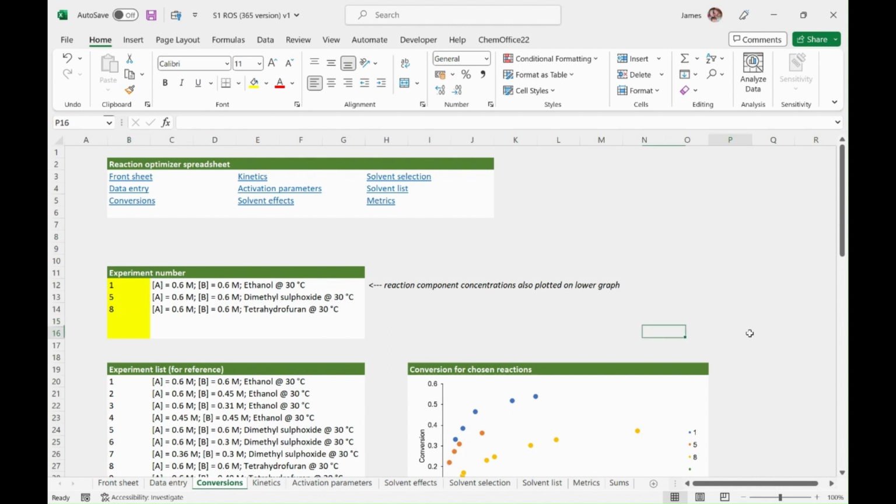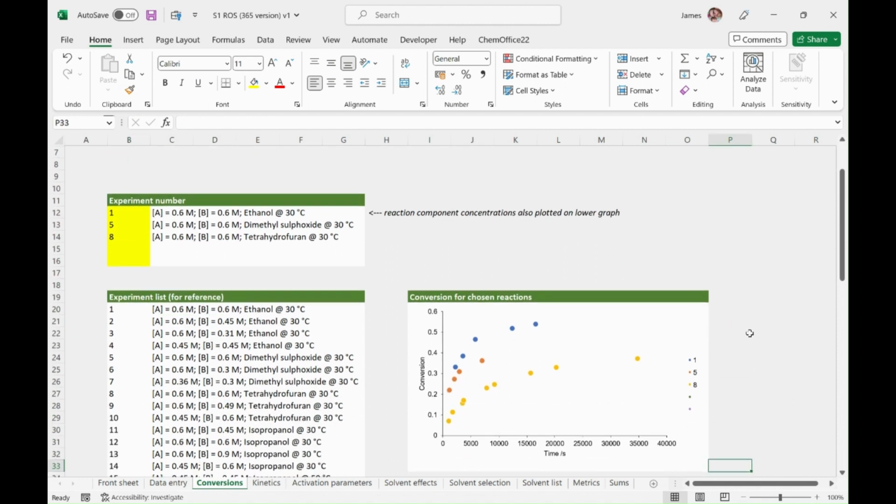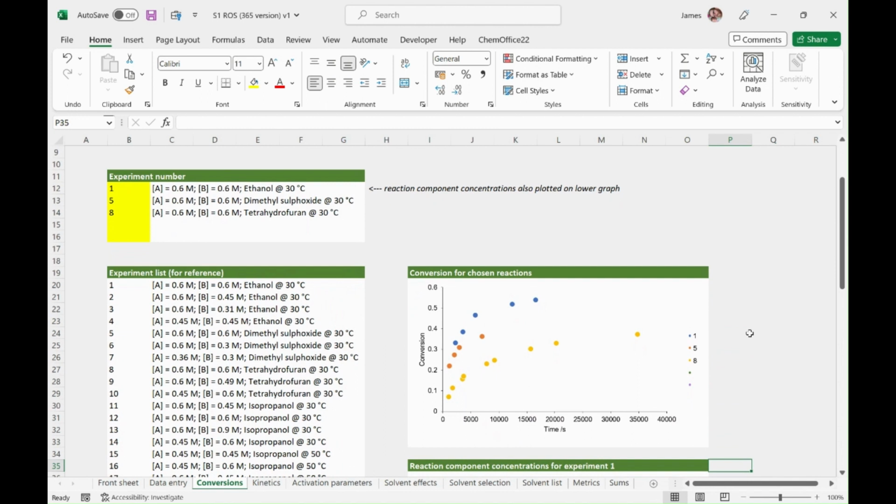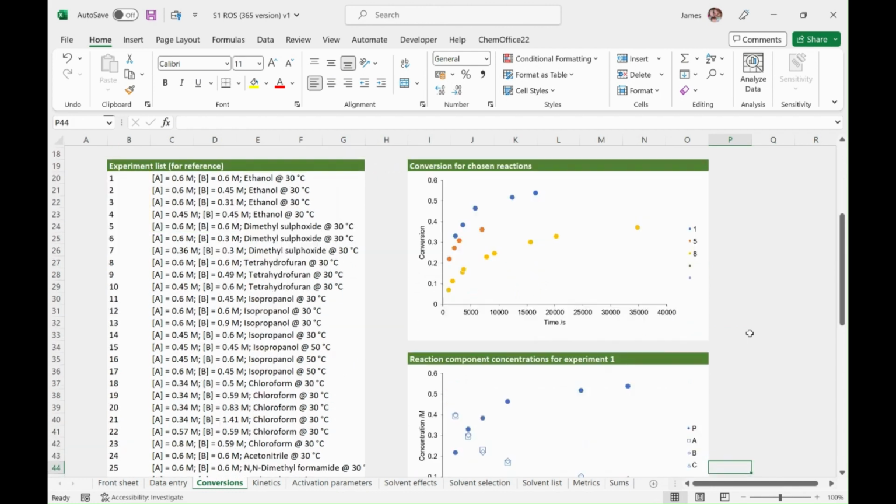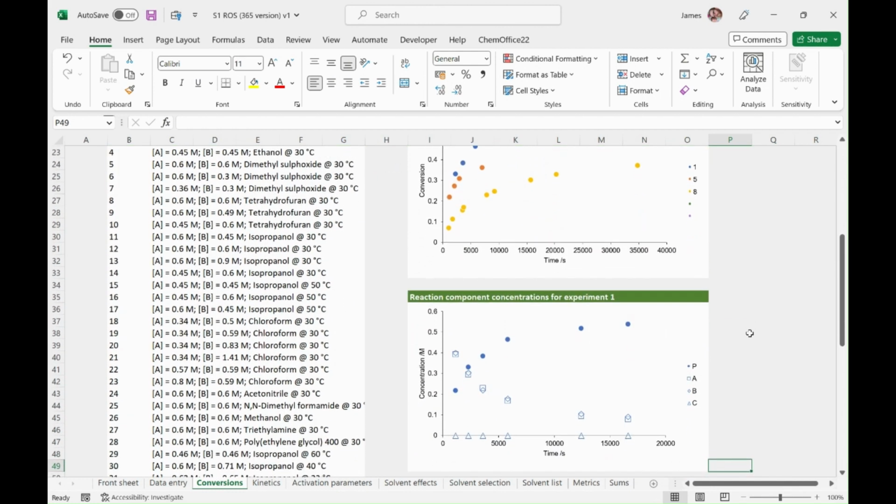If I then compare that to reactions 5 and 8, we have the same initial reagent concentrations, the same temperature, but in different solvents. If I scroll down, the top chart here will just show the different conversions with time. So we can see the reaction 1 in ethanol proceeded the fastest, and the reaction in THF, tetrahydrofuran, was the slowest.